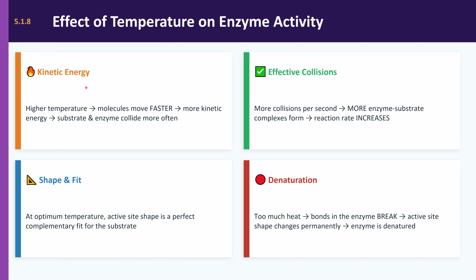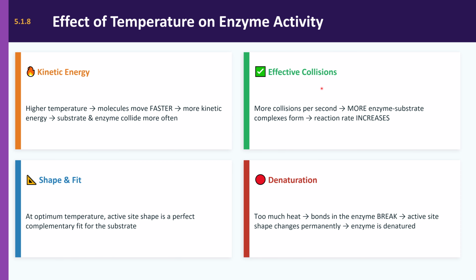First, kinetic energy, the speed up. Higher temperature, molecules move faster. More kinetic energy, and separated enzymes collide more often. Look at our first box, kinetic energy. As we increase the temperature, we are essentially adding energy to this system. This causes the molecules to move faster. When the enzyme and the substrate move faster, they collide more often. It's simple math. More movement equals more frequent encounters.